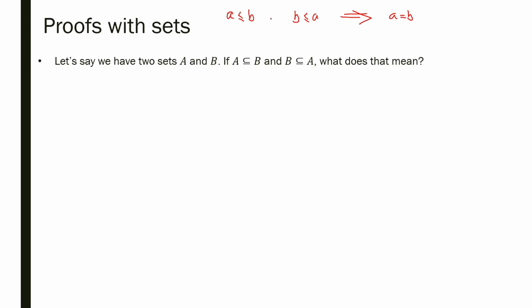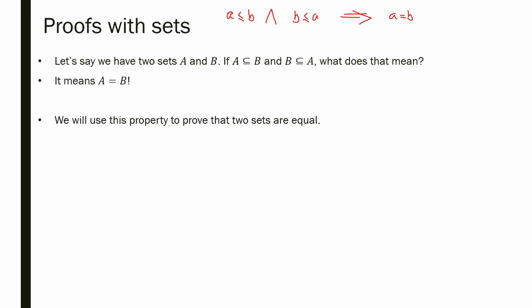If A is less than or equal to B and B is less than or equal to A, that means A equals B. In the same way, if A is a subset of B and B is a subset of A, that means that A must equal B. So this idea we're going to use to prove that two sets are equal. If you want to show two sets are equal, you show that one is a subset of the other in both directions. So let's go ahead and do a proof of that.